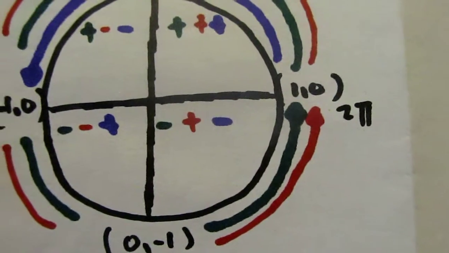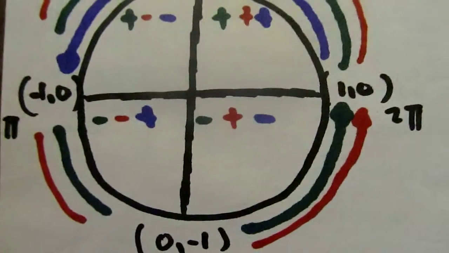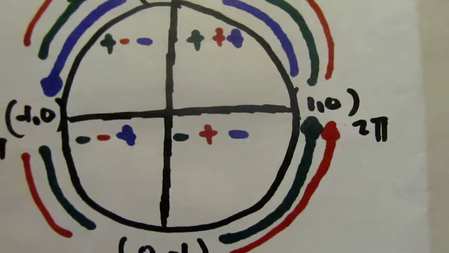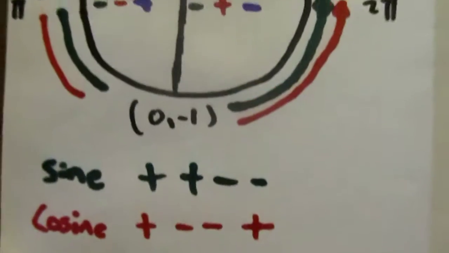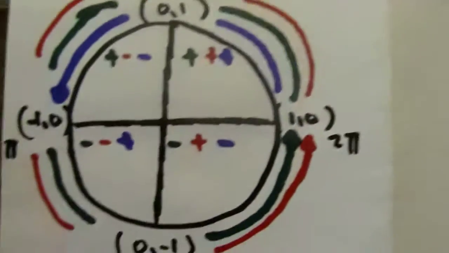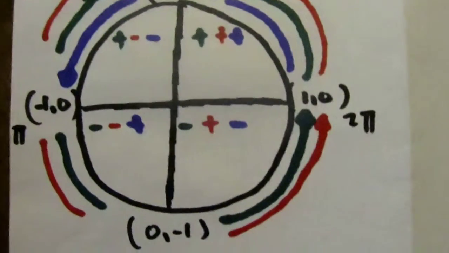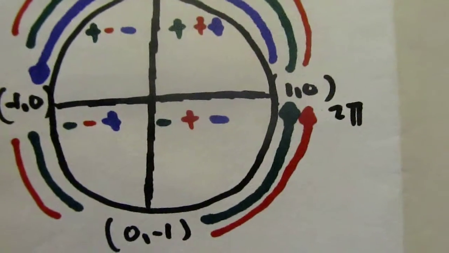Now, the reason it has 2 pi as the period is because that's how many times it has to go around the unit circle. How many revolutions does it have to go around the unit circle to continue the pattern? Because our pattern is positive, positive, negative, negative. So it would have to go around once, which would be 2 pi.